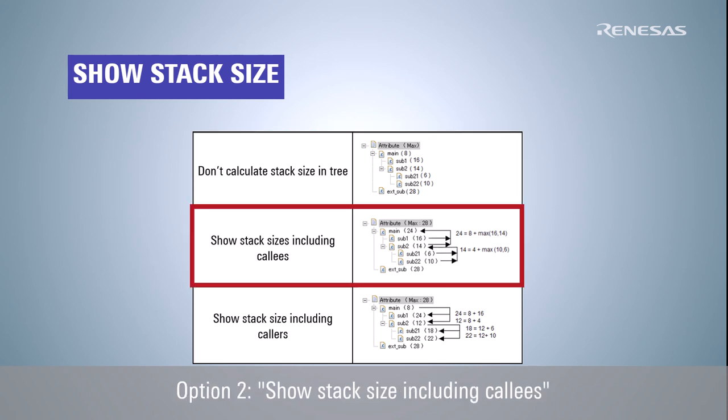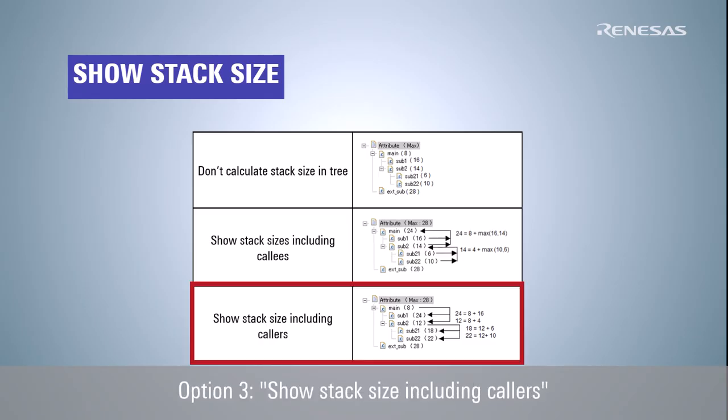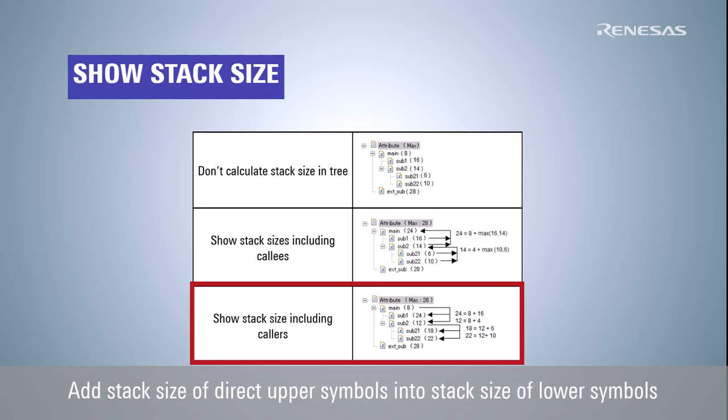Option 2, show stack size including callees. Add the maximum stack size of lower symbols to stack size of direct upper symbols. Option 3, show stack size including callers. Add stack size of direct upper symbols into stack size of lower symbols.